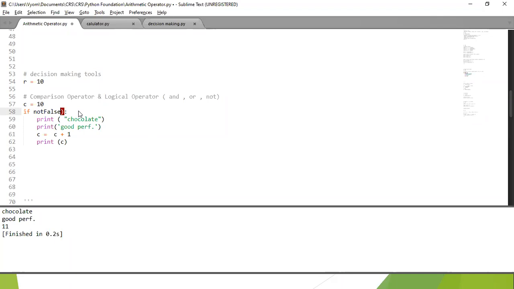That value became false. And what is the responsibility of the not operator? The role of the not operator is to convert true into false and false into true. It negates the effect. So false will become true and this overall will become true, and you see we got our output.